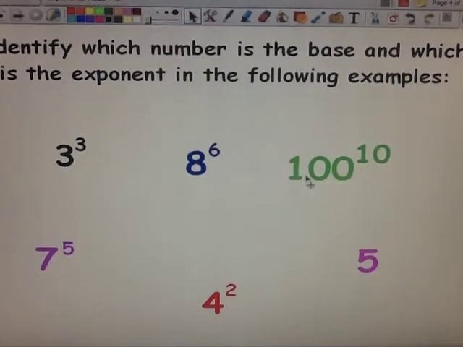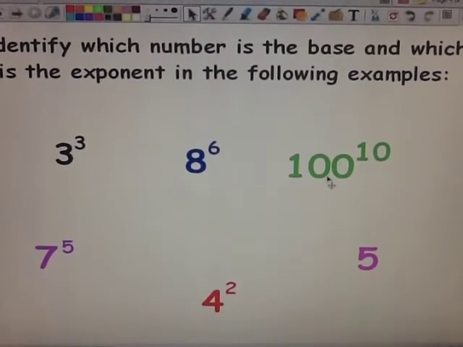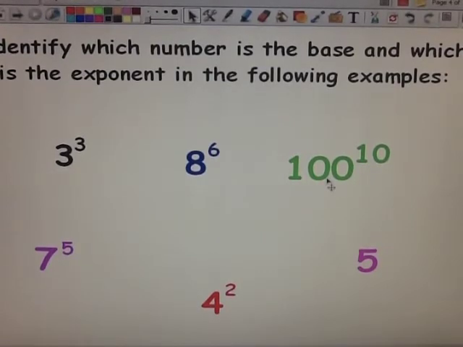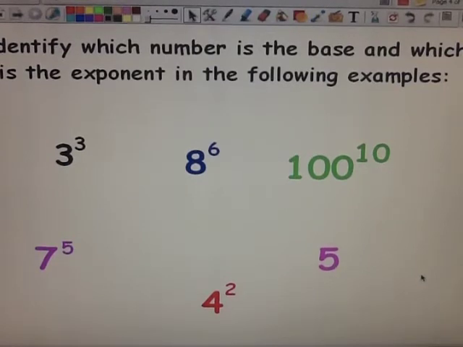For 100, the base or the factor is 100, and the exponent is 10. That means we multiply 100 times itself 10 times. 100 times 100 times 100 times 100, and so on 10 times. Now, what about this one? This is just 5. There is no exponent, is there? The exponent is actually invisible, because there really is an exponent.